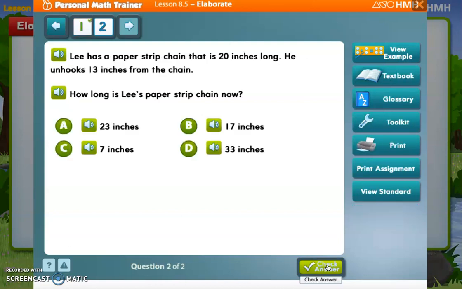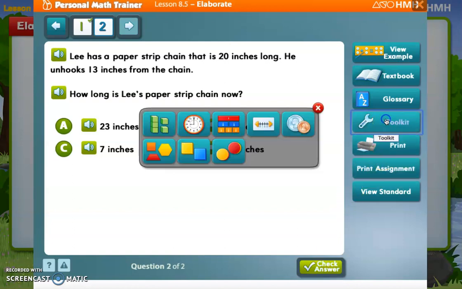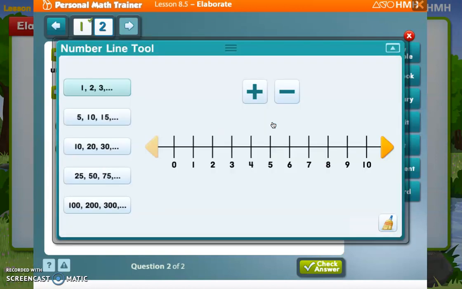Lee has a paper strip chain that is 20 inches long. He unhooks 13 inches from the chain. How long is Lee's paper strip chain now? So let's pull up that number line again. And so again, it was 20 inches. Okay, and it said something about 13 inches. I can't exactly see the word for word the problem, but it says that 13 inches of it were either taken off or removed or whatever.